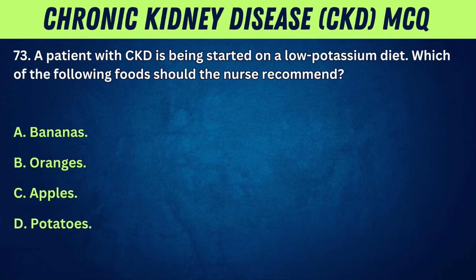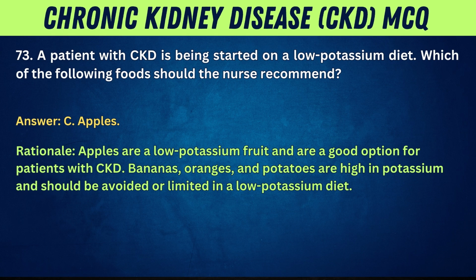73. A patient with CKD is being started on a low-potassium diet. Which of the following foods should the nurse recommend? A. Bananas. B. Oranges. C. Apples. D. Potatoes. Answer: C. Apples. Rationale: apples are a low-potassium fruit and are a good option for patients with CKD. Bananas, oranges, and potatoes are high in potassium and should be avoided or limited in a low-potassium diet.